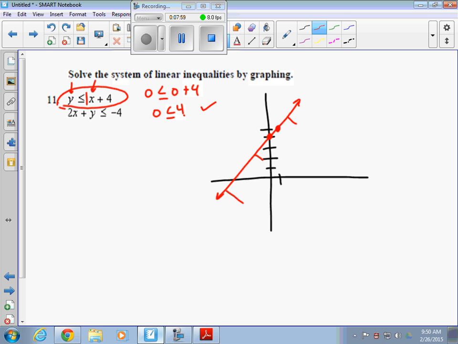We have to change the second equation. We don't have to do a lot of changing to it, but in order to graph it, we have to make it say y equals mx plus b. We have to move 2x over to the right side by subtracting 2x. When I do that, I have y on the left by itself, -2x on the right, and -4. There's no reason to reverse the symbol because all we did was subtract 2x. So it says y is less than or equal to -2x minus 4.